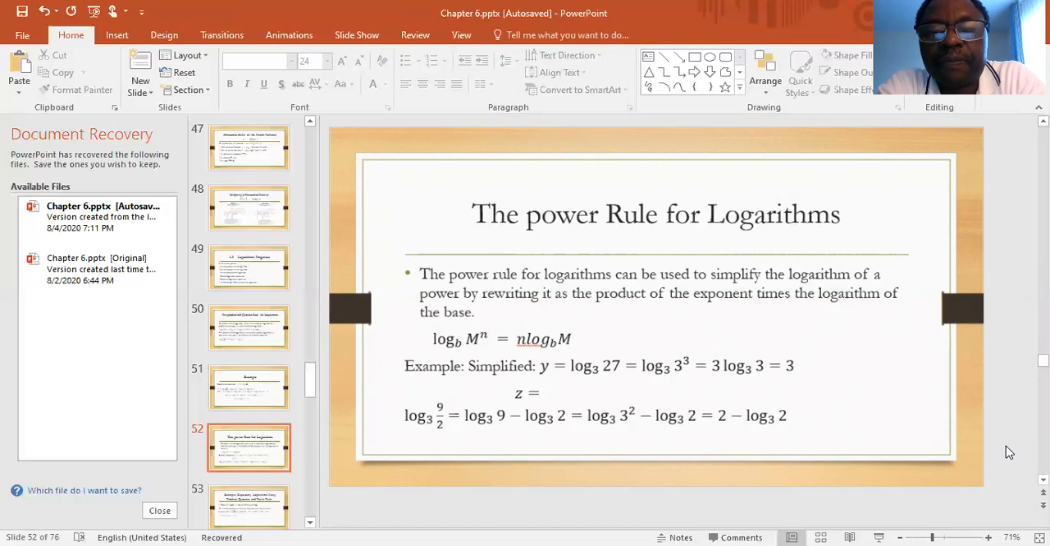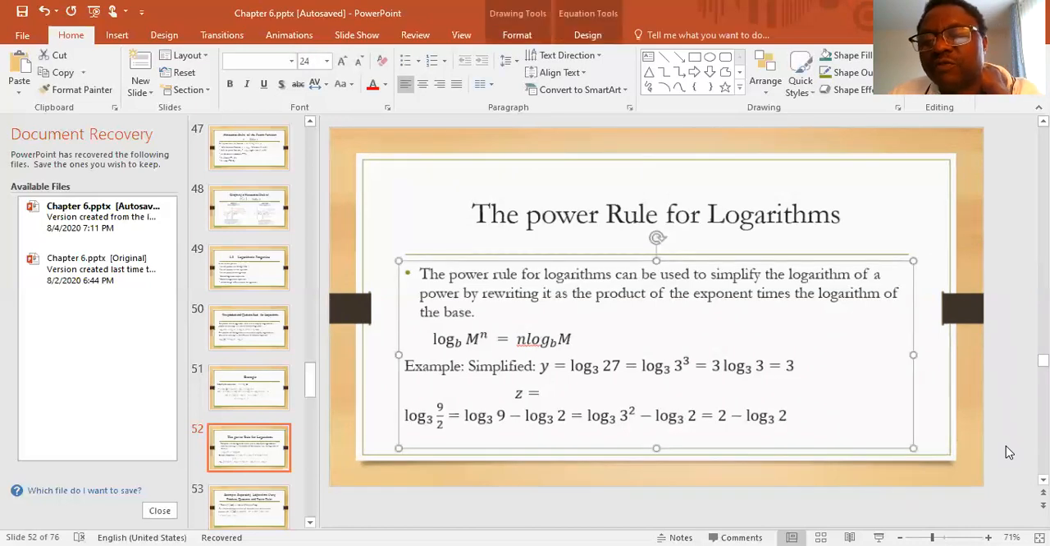and it will become n times logarithm in base b of m. For example, y equals logarithm of 27 base 3 can be rewritten as logarithm of 3 raised to power 3, which is equal to 3 logarithm of 3. And logarithm of 3 in base 3 is 1, so it's equal to 3, which is just the definition of the logarithm. Logarithm in base 3 of 9 over 2 is logarithm of 9 in base 3 minus logarithm of 2 in base 3, which is logarithm of 3 squared minus logarithm of 2 base 3, which is 2 minus logarithm of 2 in base 3.